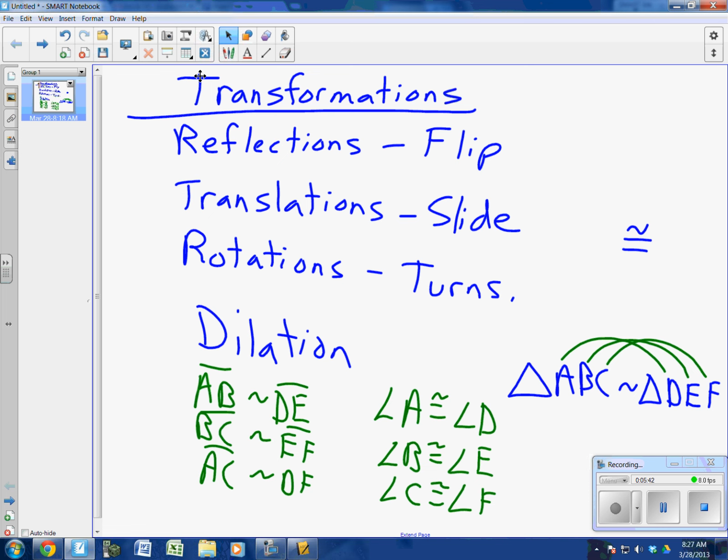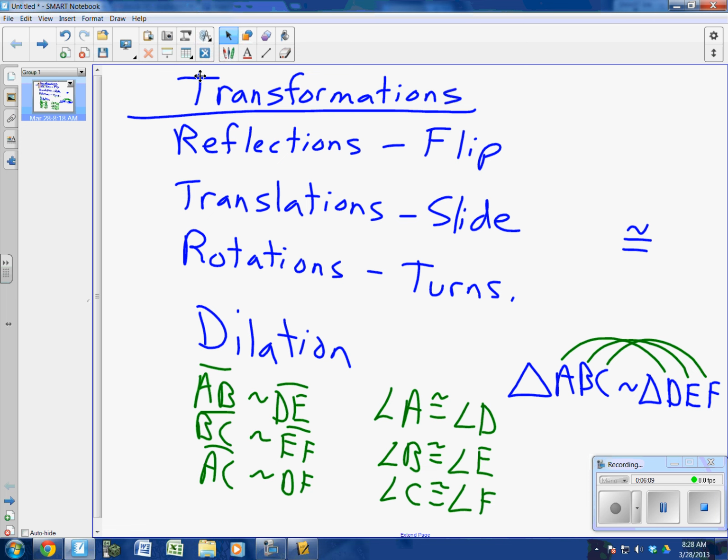In the figure below, triangle A prime B prime C prime is an image of triangle ABC after a dilation with center O and scale factor 2. Since the dilation is a similarity transformation, the two triangles are similar, and you can write triangle ABC is similar to triangle A prime B prime C prime. Thank you. Okay. Any questions on any of that information?